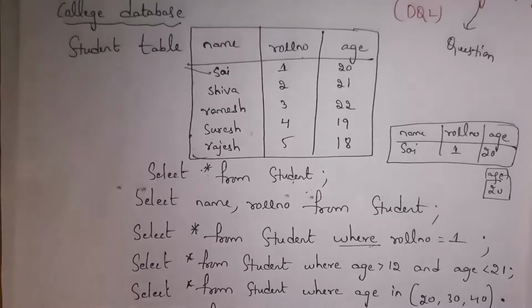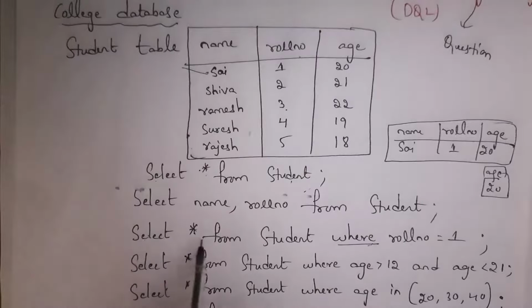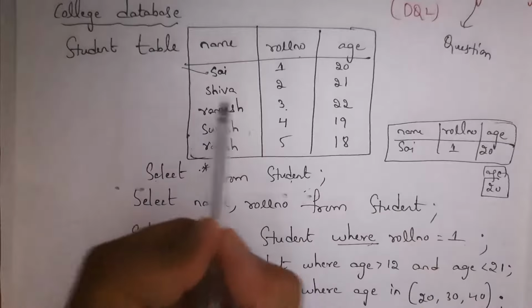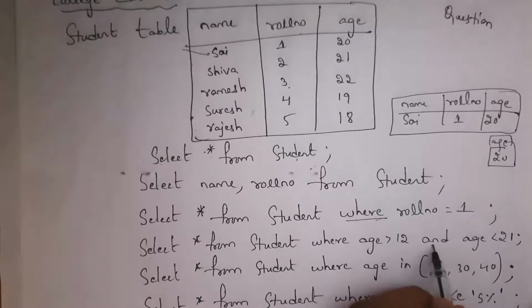For example, I want the record of the student whose roll number is 3. So you just need to write select star from student where roll number equal to 3. It will display the complete record of the student whose roll number is 3. So it will display the complete Ramesh record. You can apply multiple conditions by using AND.